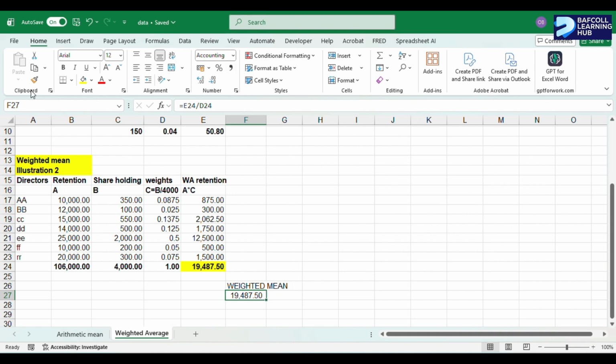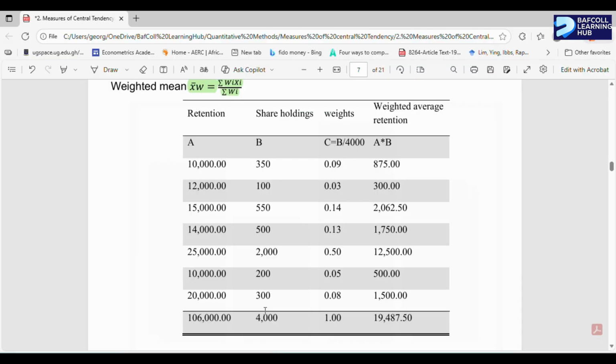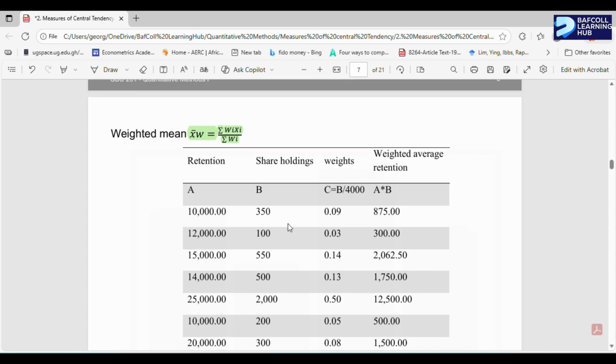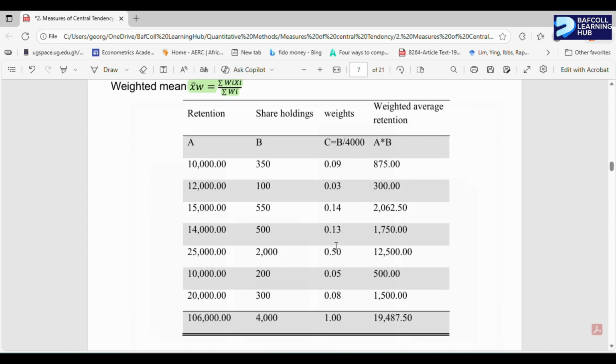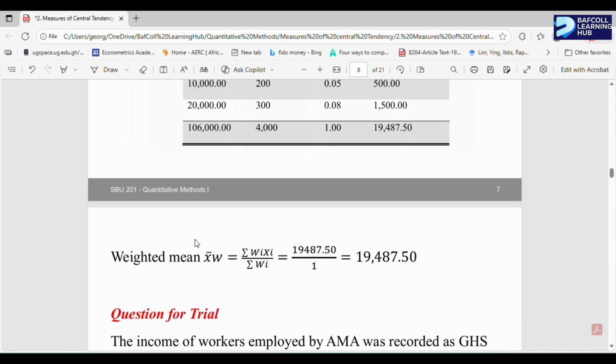So now my weighted mean is 19,487.50. So this is after incorporating the shareholdings that each director has in the said company. So this is how you can also make these computations in Excel, as simple as that.